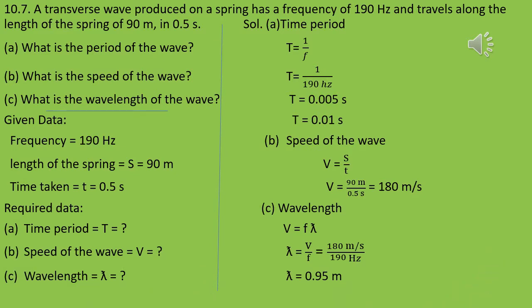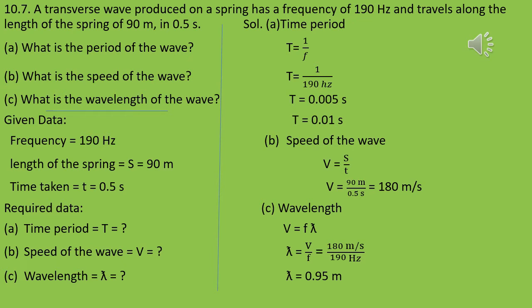Numerical problem 10.7. Given data: frequency is 190 Hz, length of the spring is 90 meters, and time taken is half a second. Required data: we have to find A. Period of the wave, B. Speed of the wave, C. Wavelength of the wave. Solution: A. Time period. Formula: time period is equal to 1 divided by frequency. By putting the values, we get T = 1 divided by 190 Hz, or T = 0.01 seconds.